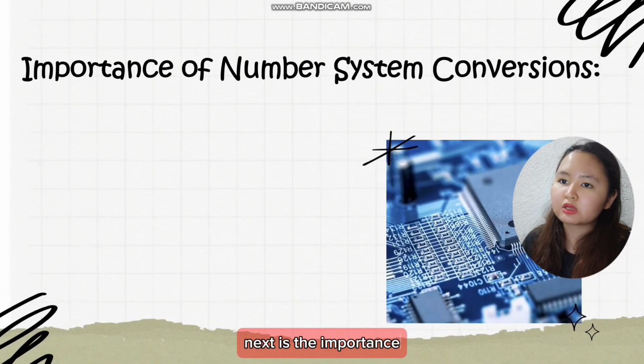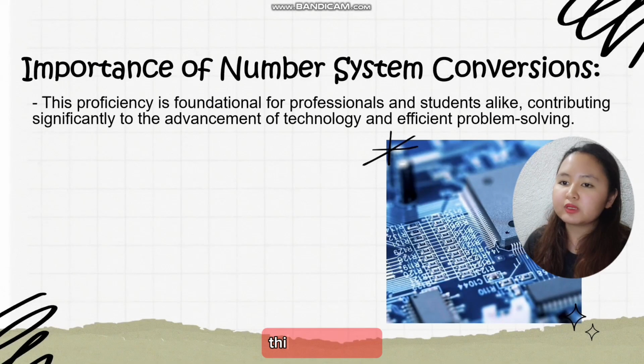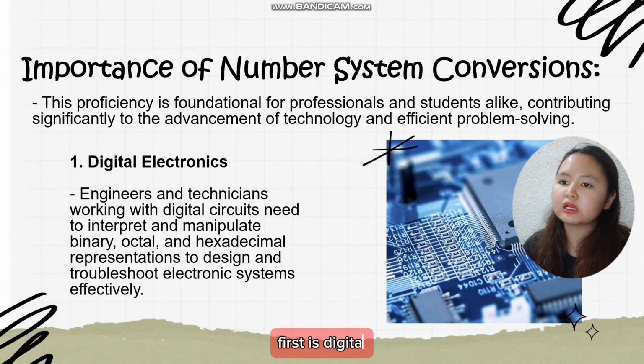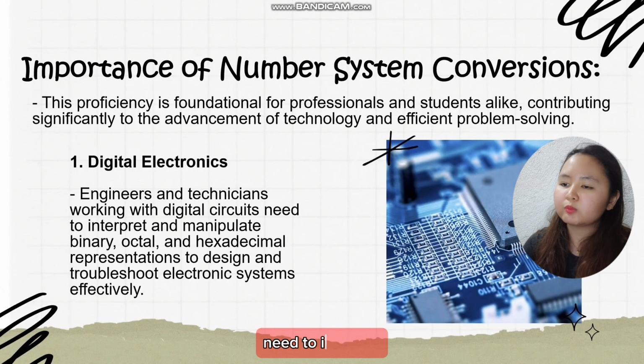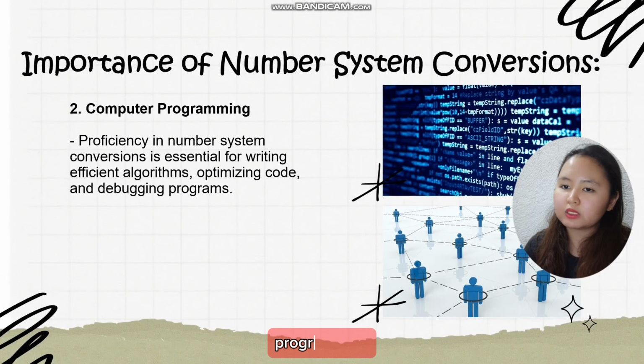Next is the importance of number system conversions. This proficiency is foundational for professionals and students alike, contributing significantly to the advancement of technology and efficient problem solving. First is digital electronics. Engineers and technicians working with digital circuits need to interpret and manipulate binary, octal, and hexadecimal representations to design and troubleshoot electronic systems effectively. Second is computer programming. Proficiency in number system conversions is essential for writing efficient algorithms, optimizing code, and debugging programs.